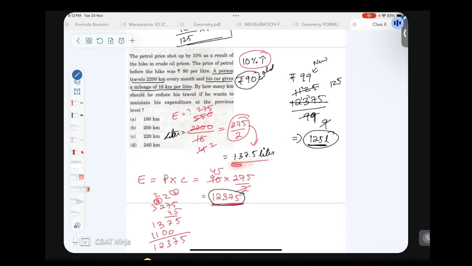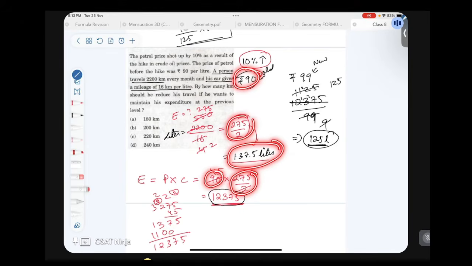And since this is the liters of petrol consumed, and we know that the price is how much? The price is 90 rupees. So this much liter of petrol was consumed and the price is 90 rupees. So if I want to find the expenditure, it will be the price of the petrol into how much petrol was consumed.